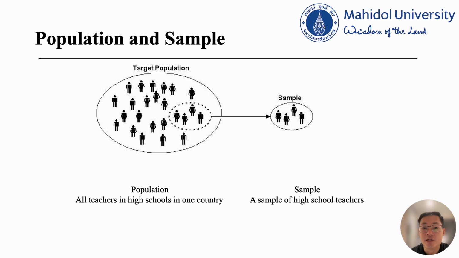This slide illustrates the relationship between a population and a sample. Suppose your population is all high school teachers in one country. You probably cannot study every single teacher, so you take a smaller group, a sample, to represent them. The goal is to ensure that the sample reflects the key characteristics of the population, so your results remain meaningful and applicable.